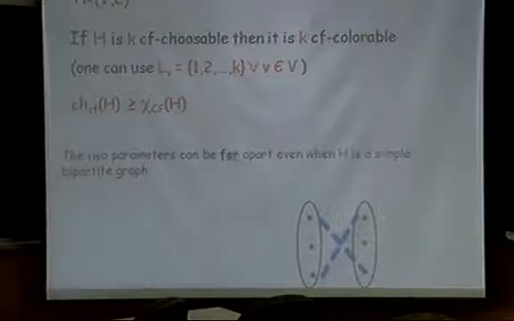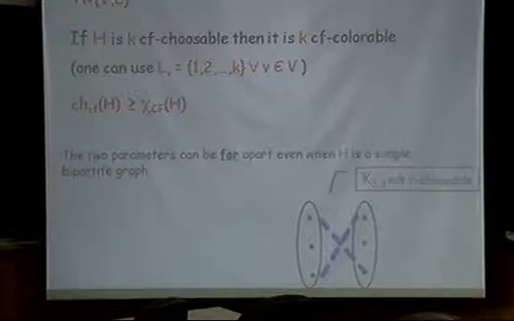What is the choice number? So I want to show you that it's not 2. To show, first, an easy example where the parameters are far apart. So how do I show you that it's not 2-choosable? I need to give you an example of a list of size 2 associated with each of the vertices, such that no matter what color you use, it will not be a proper coloring.